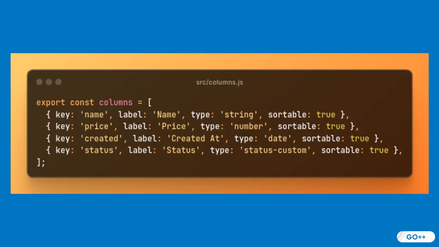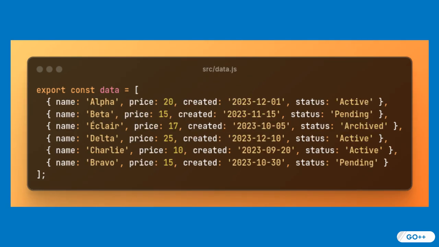This column definition file specifies the metadata for each table column, including its data type and whether it is sortable. The type is used to select the appropriate sort strategy. This file contains the sample data used in the interactive table, with various types for testing all strategies: strings, including diacritics, numbers, dates, and custom statuses.